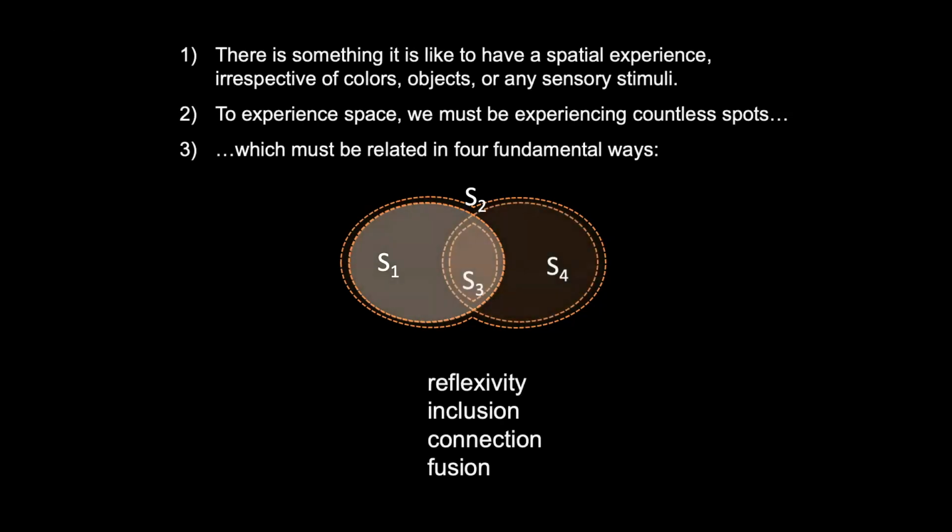So just to recap this part, there is something it is like to have a spatial experience. We must be experiencing spots, and indeed a huge number of spots if you think about the extent of your visual field and the resolution of what you can actually see. And then these spots must be related in these four ways. Okay, that's the end of one part.